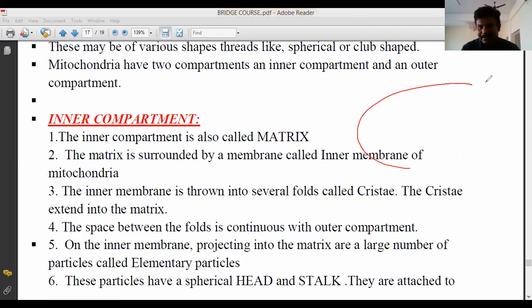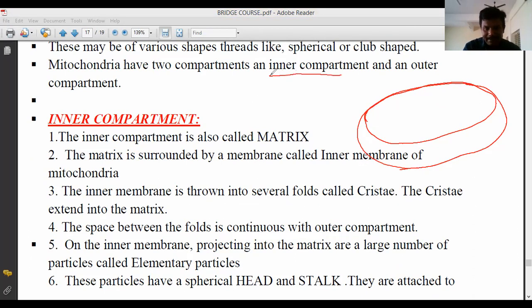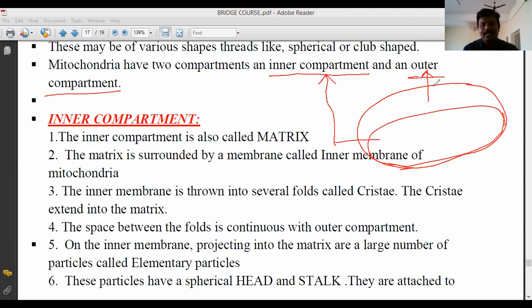I am drawing the mitochondria diagram. This is the mitochondria. It has two compartments: one is the inner compartment, another one is the outer compartment. This is called inner compartment. This is called outer compartment.